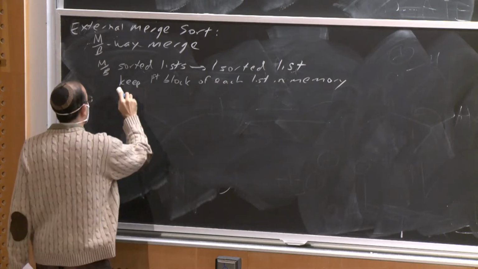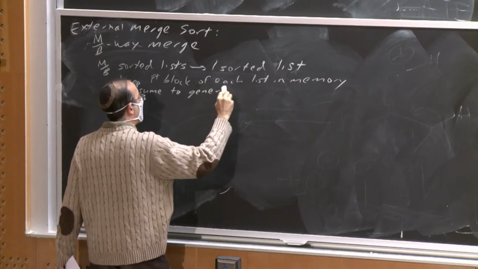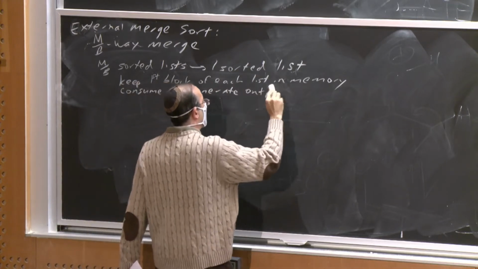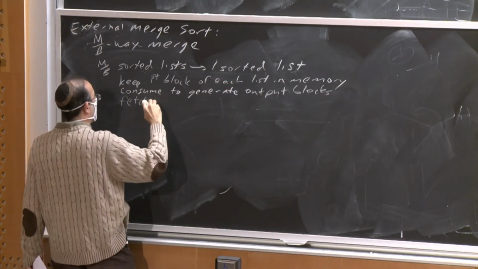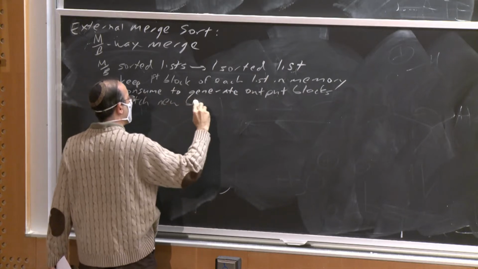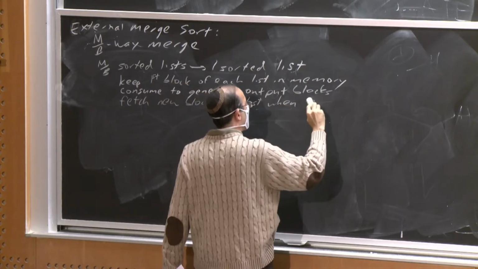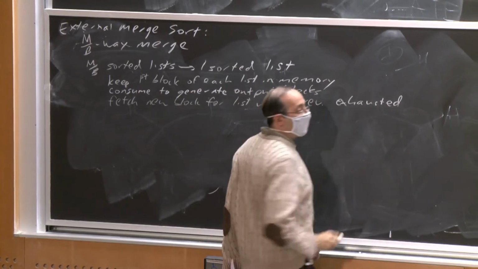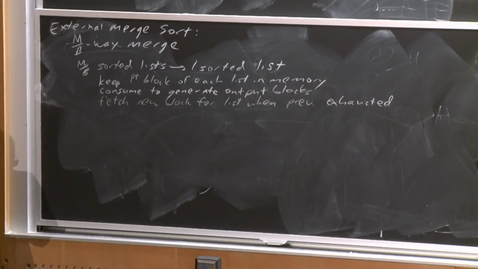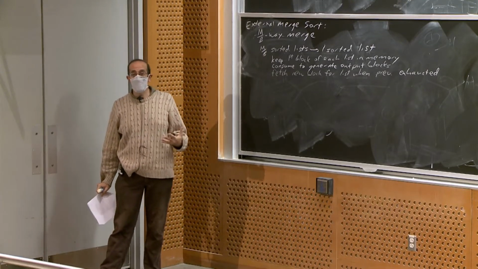That first block of each list gets consumed to generate output blocks. And I fetch a new block for a list when the previous one is exhausted. Okay, so it's a completely natural generalization of the standard two-way merge, but we're taking advantage of the memory that we have.